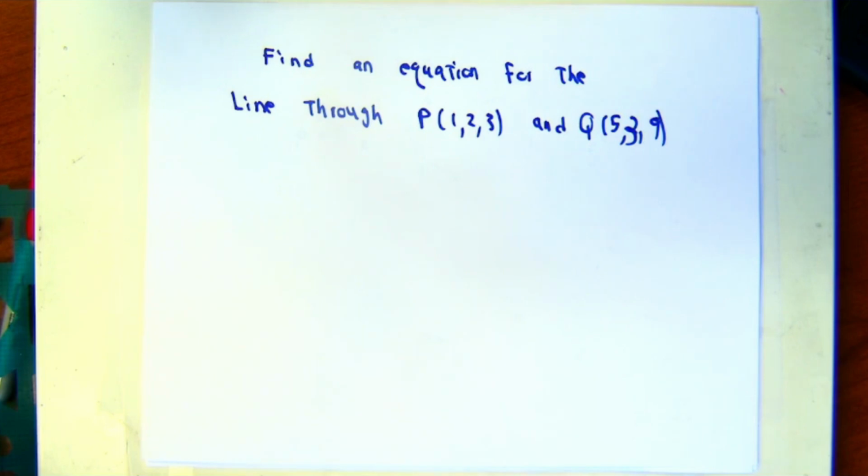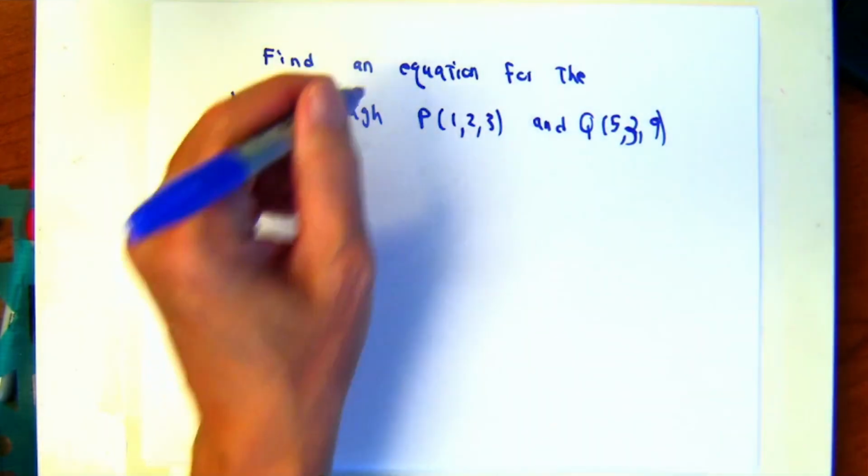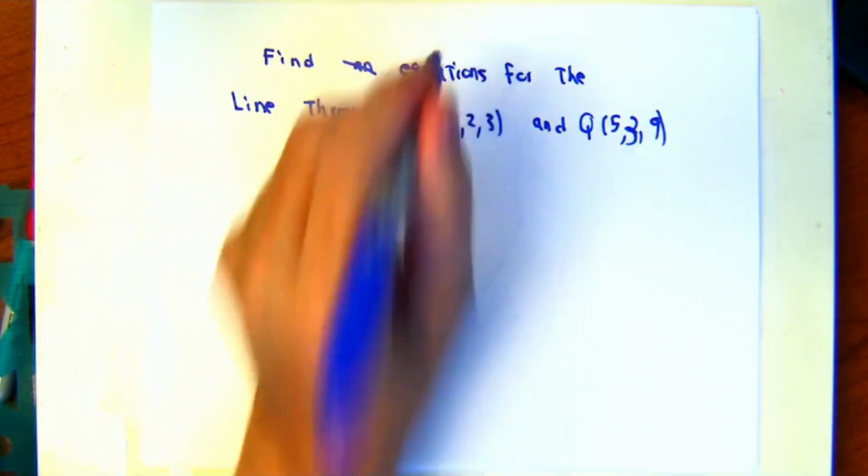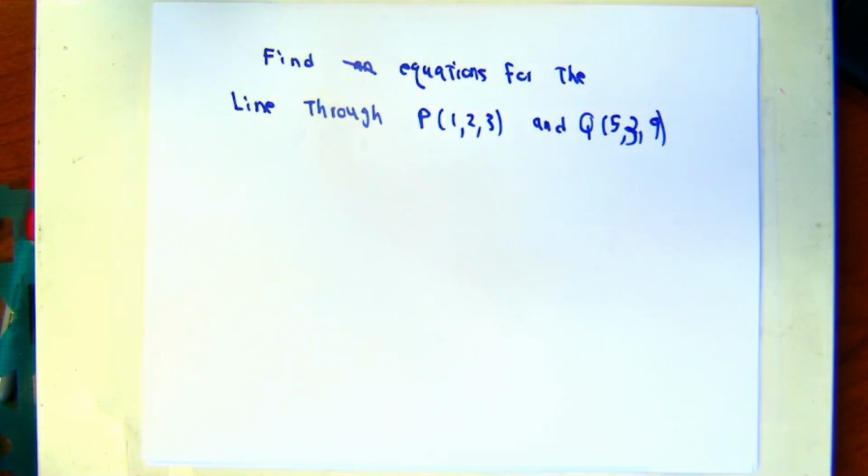The simplest kind of question you can ask here is: find equations for the straight line that passes through two given points. Here, one of the points has coordinates 1, 2, and 3. The other has 5, 3, and 9. If I knew a point on the line and a vector that points along the direction of the line, I would know everything that I need to know.